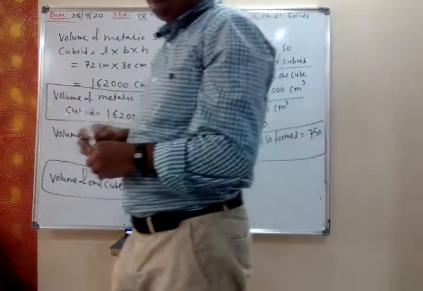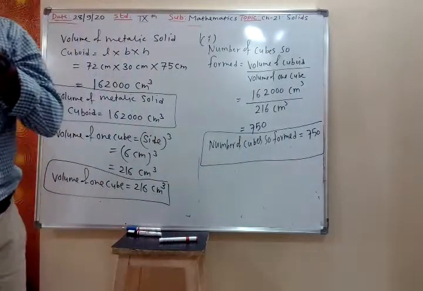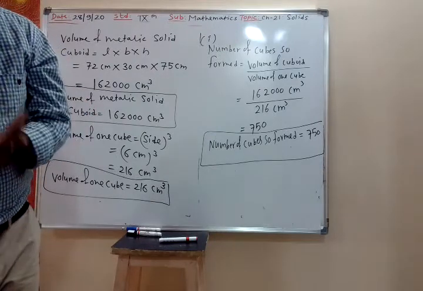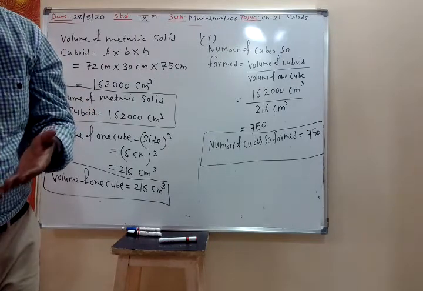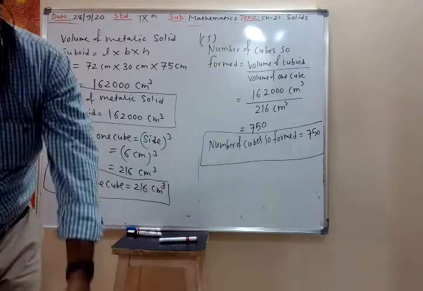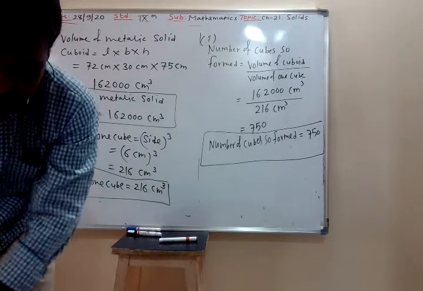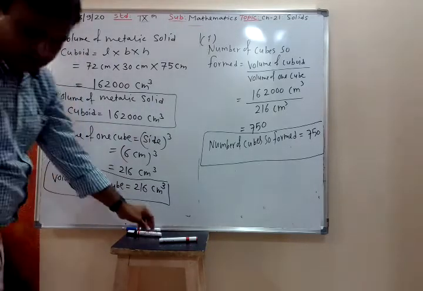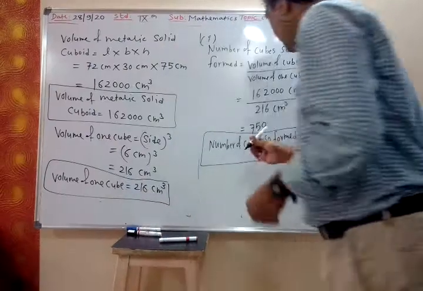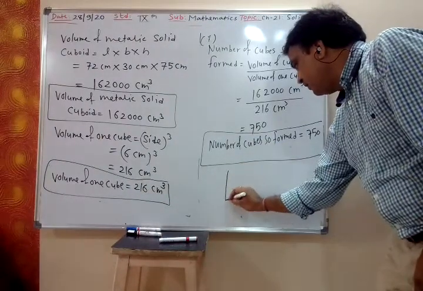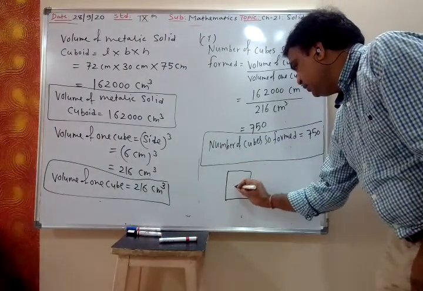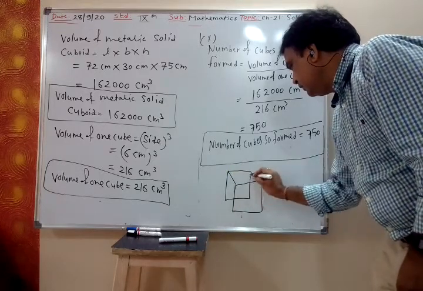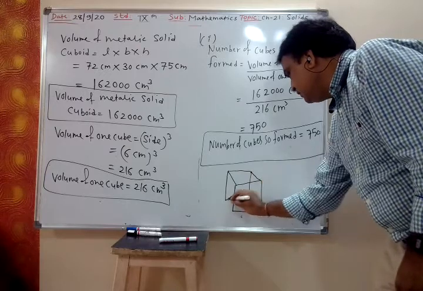Now the second part is asked. Find the cost of polishing the surface of all the cubes formed at the rate of 150 rupees per square meter. Now let us see. Let us draw the diagram. This is one cube. This is one cube. This is one cube.